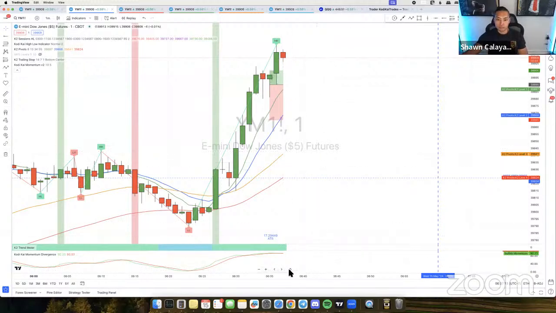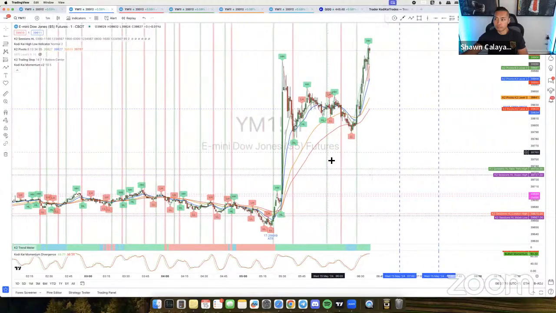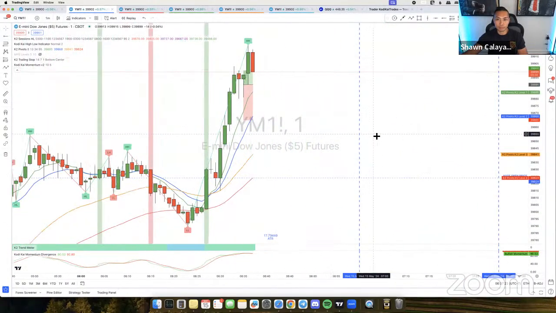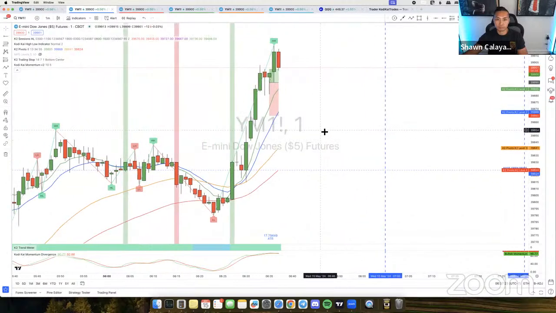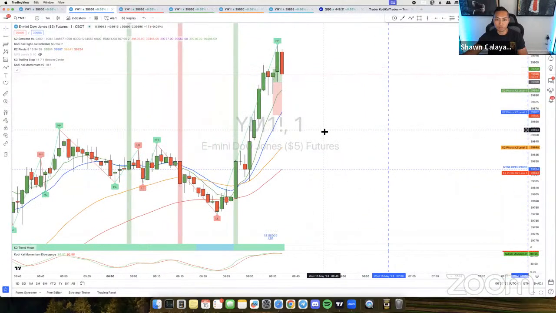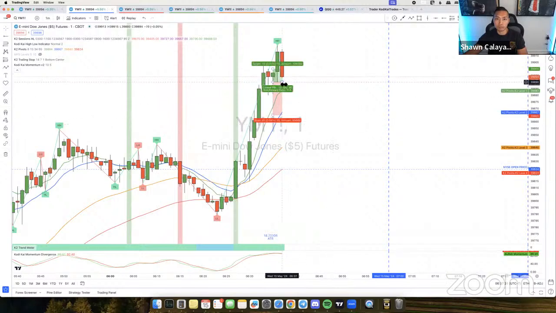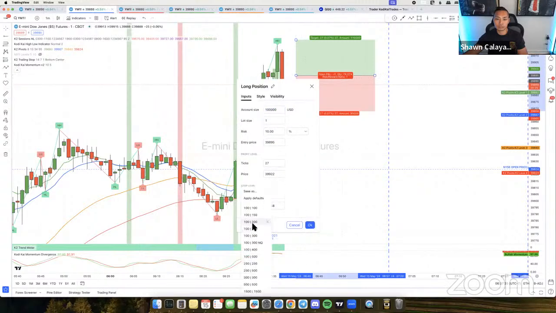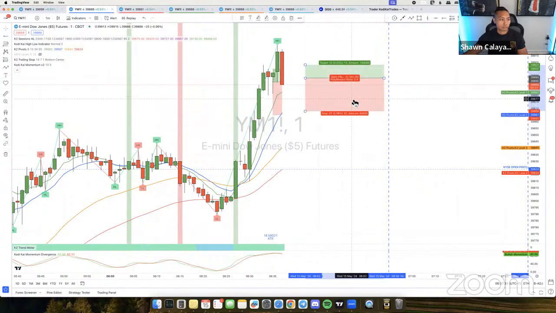All right, so we are waiting here. Got the retracement happening right here. Perfect. This is the retracement that I was looking for. So I'm going to wait for this here to retrace down a little bit.